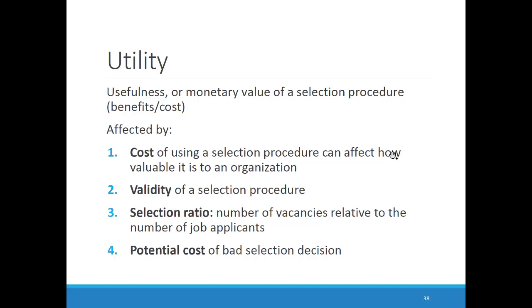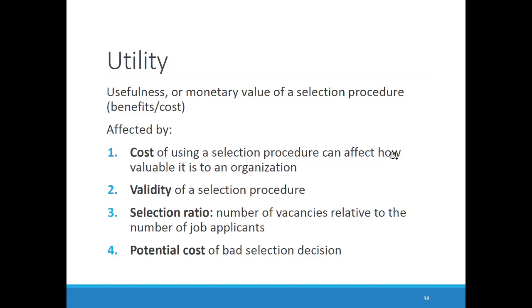For number three, remember the selection ratio is the number of applicants who are hired for the job. In other words, the number of job vacancies relative to the number of job applicants. So just like I said, if an organization is going to hire almost everyone who applies, then there's really no benefit to introducing a selection procedure. The cost will not be worth it in that case.